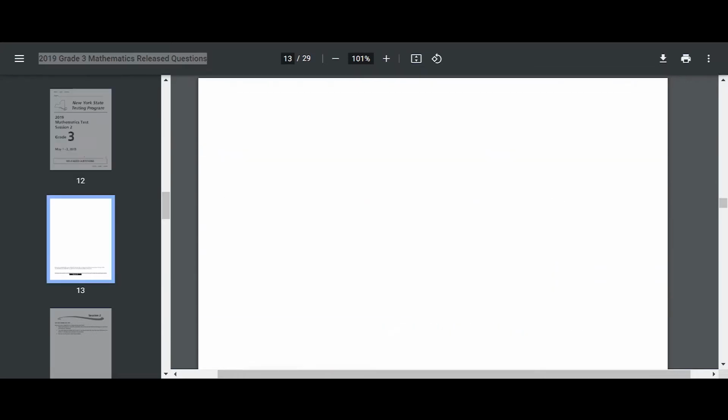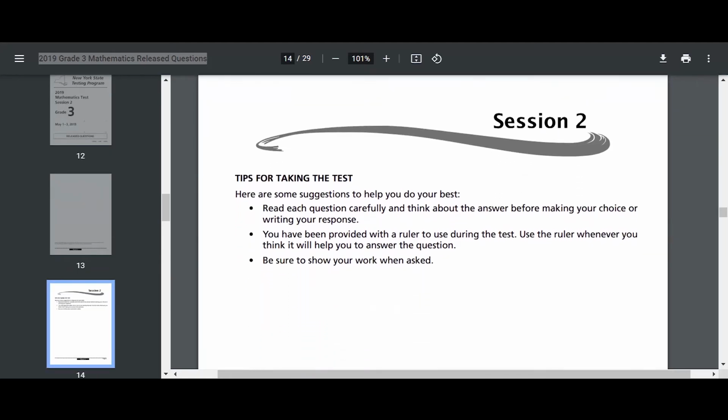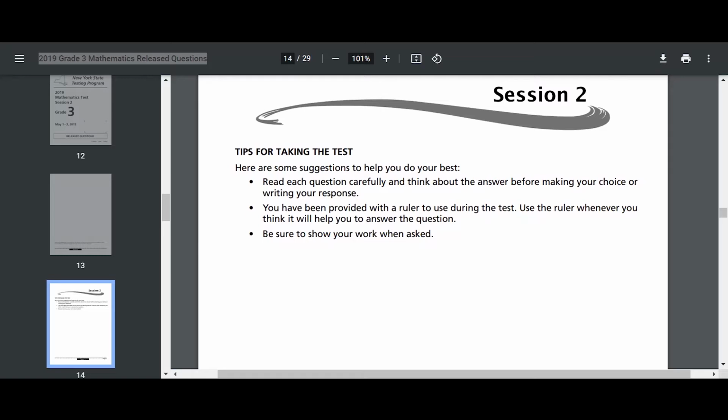Scrolling down the screen, we will be looking at some tips for taking the test. Here are some suggestions to help you do your best. Read each question carefully and think about the answer before making your choice or writing your response. You have been provided with a ruler to use during the test. Use the ruler whenever you think it will help you to answer the question. Be sure to show your work when asked.